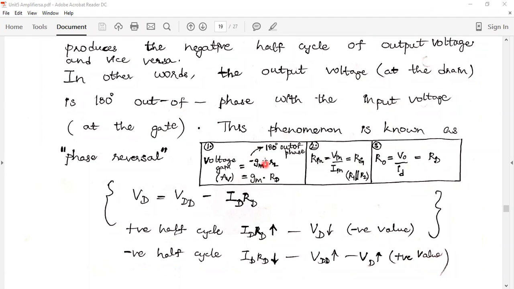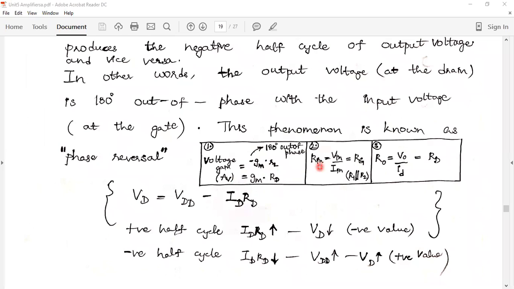This is the first point. The voltage gain AV is equal to minus gm RL. This minus sign indicates 180 degrees out of phase. This voltage gain AV is equal to gm, the transconductance, into RL. This load resistance RL can be replaced with RD here.